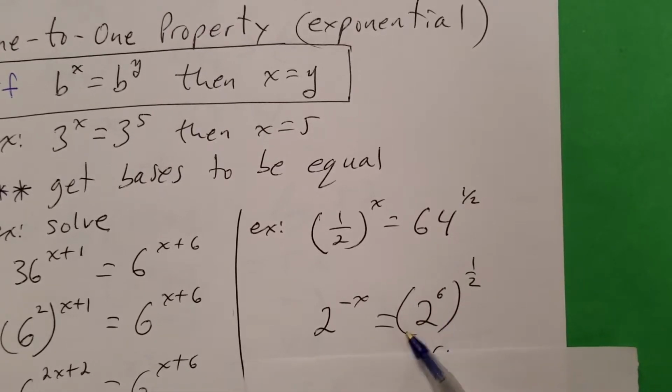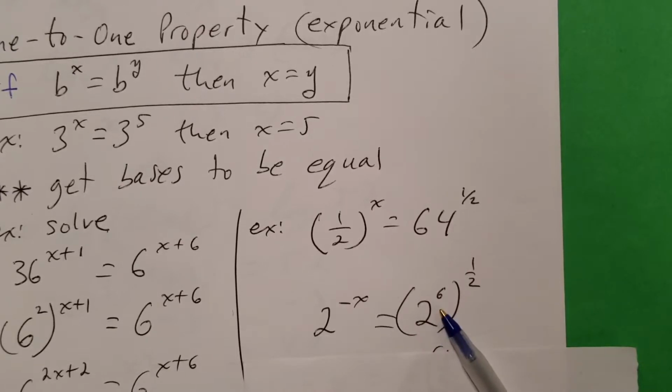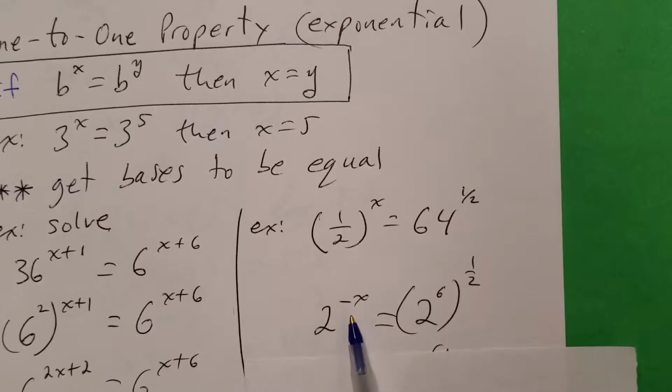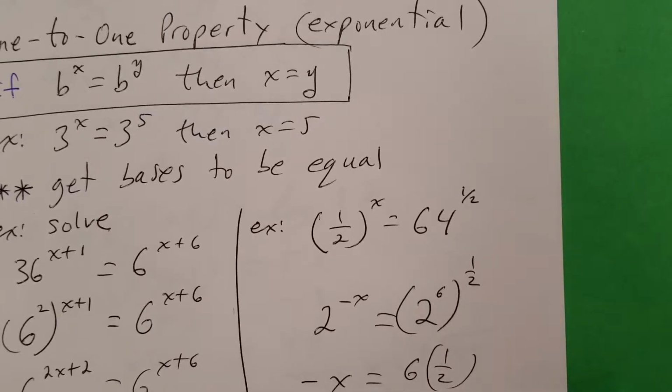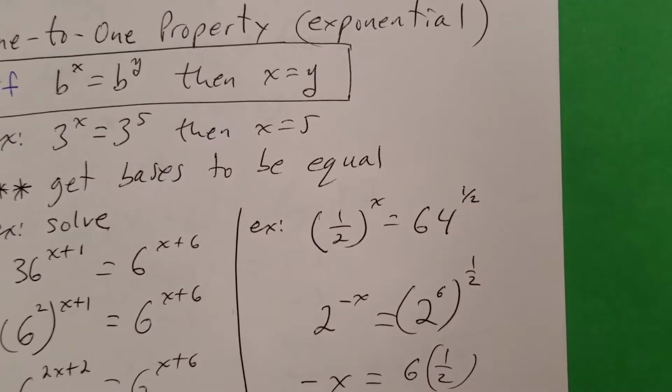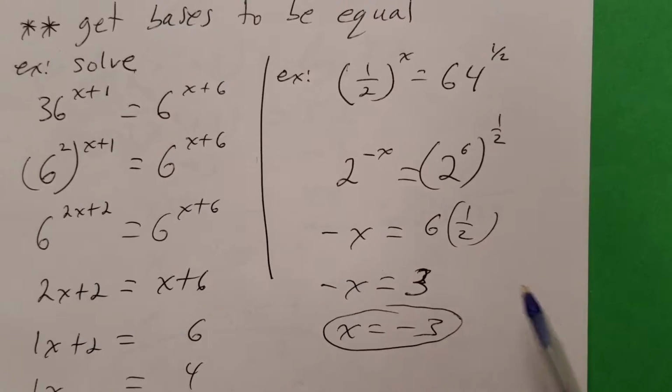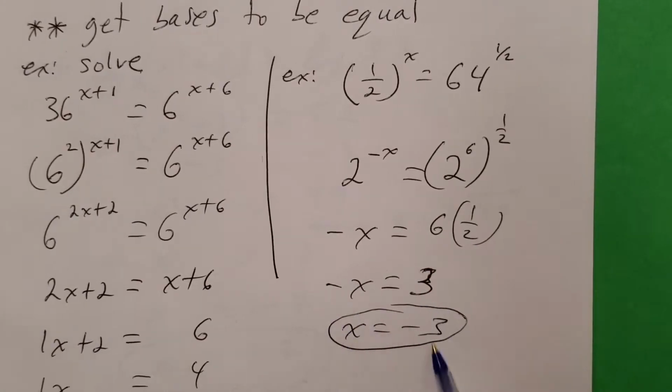2 to the 3rd, nope. 2 to the 4th, nope. 2 to the 5th, nope, till you find it. So now I have same bases. Now I can claim this equals this, right? But first, write negative x is equal to 6 times a half. And 6 times a half is 3, so negative x is 3, so x must be equal to negative 3.